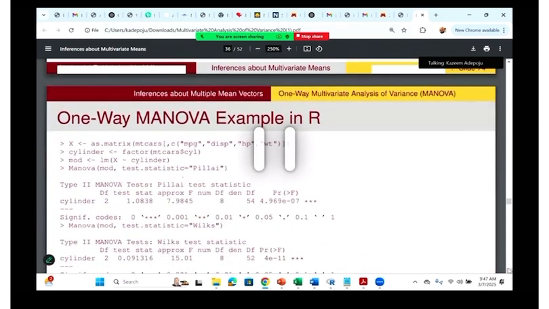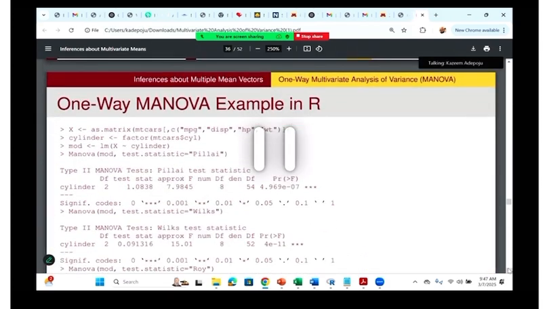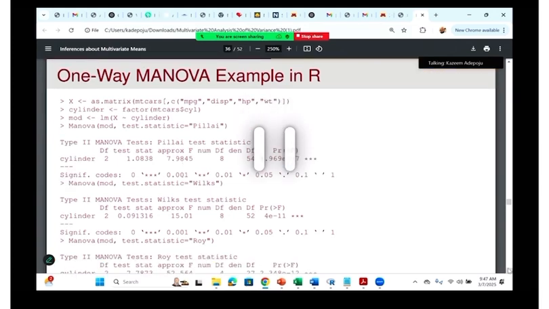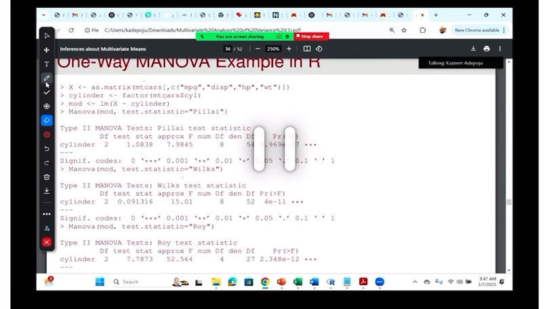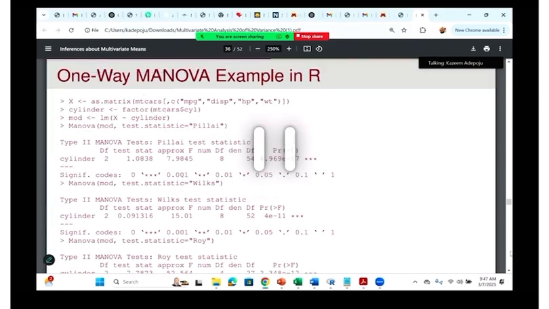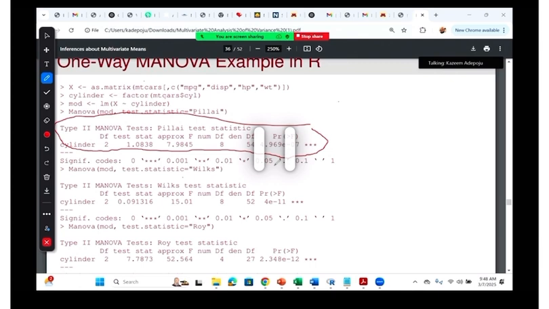I quickly want to move on. Now, this is the R code. Don't be scared about the formula. When you take a look at this R code, with mpg, disp, hp, wt, see the way it is written, you know what I did? I conducted different kinds of tests. The first one I did was the Pillai test, using the Pillai test statistic. The second one that I did is using Wilks.